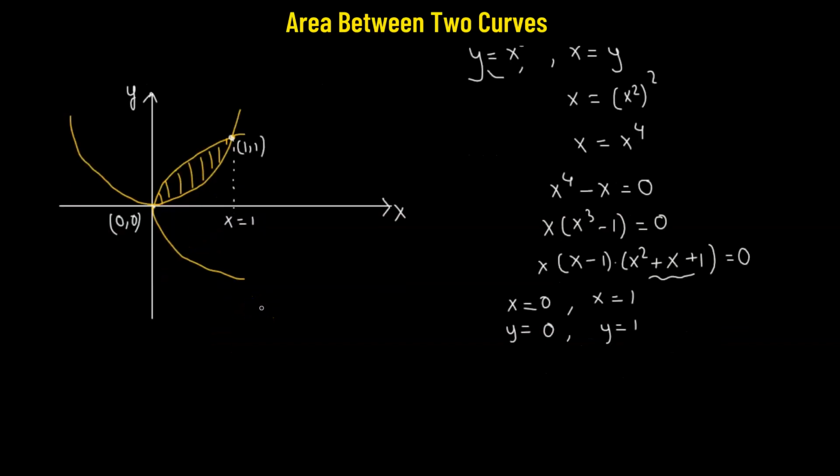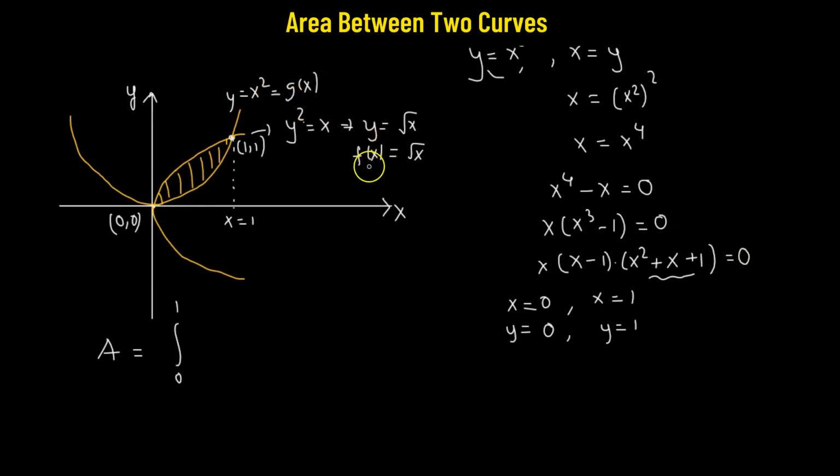So let's perform the integration. Our enclosed area will be from 0 to 1. Now we have to be a little careful which curve we take first. We have to consider the curve which is above the other curve. So this is our curve y squared equals x, but we want this as y equals square root of x. So f of x will be square root of x. And the graph below it is the graph of y equals x squared, which is our g of x. So we want to subtract g of x from f of x.